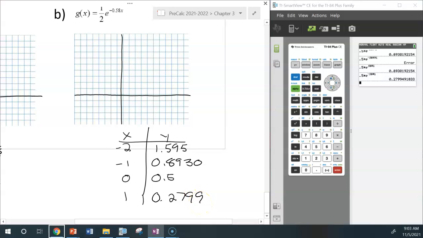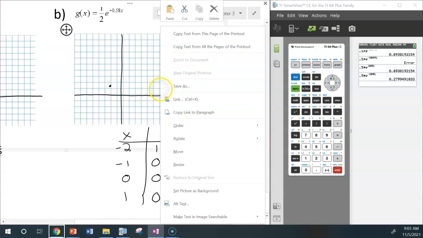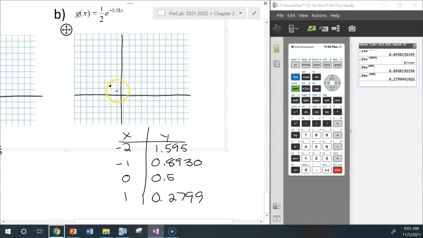So graphing, again, just eyeball it as best as you can. So for -2, we are at 1.59, so right about there. -1, we're a little bit below 1, so right about there. And then at 0, we're at 1/2, so right about there, and a little bit lower. So this looks like this.